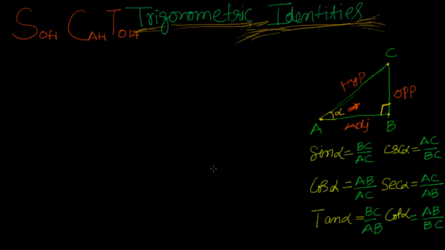This is what we know about the trigonometric ratios. But we also know that in a right angle triangle the Pythagoras theorem can be applied. So what does the Pythagoras theorem say? Let's put it here. AB square plus BC square is equal to AC square. This is what the Pythagoras theorem says.